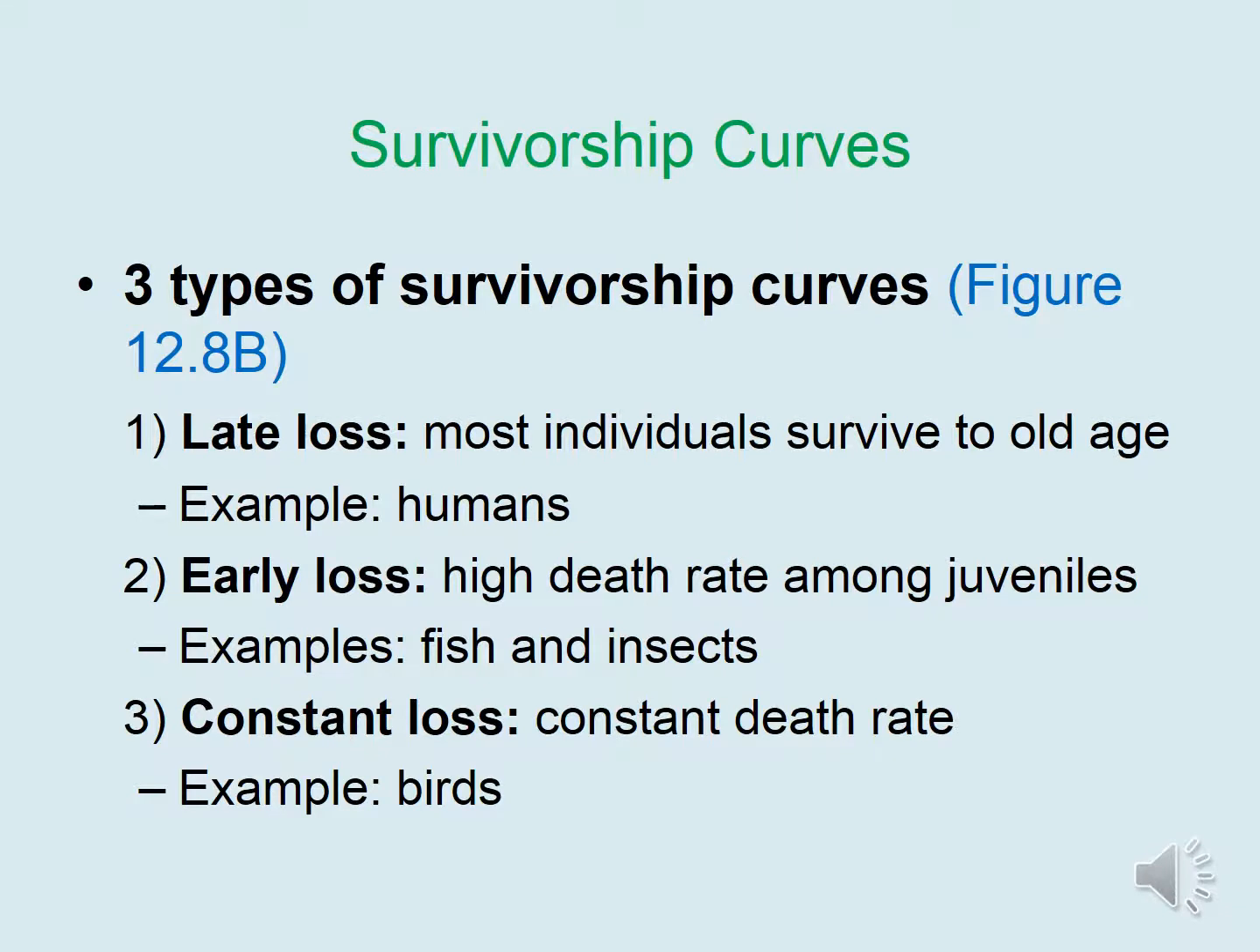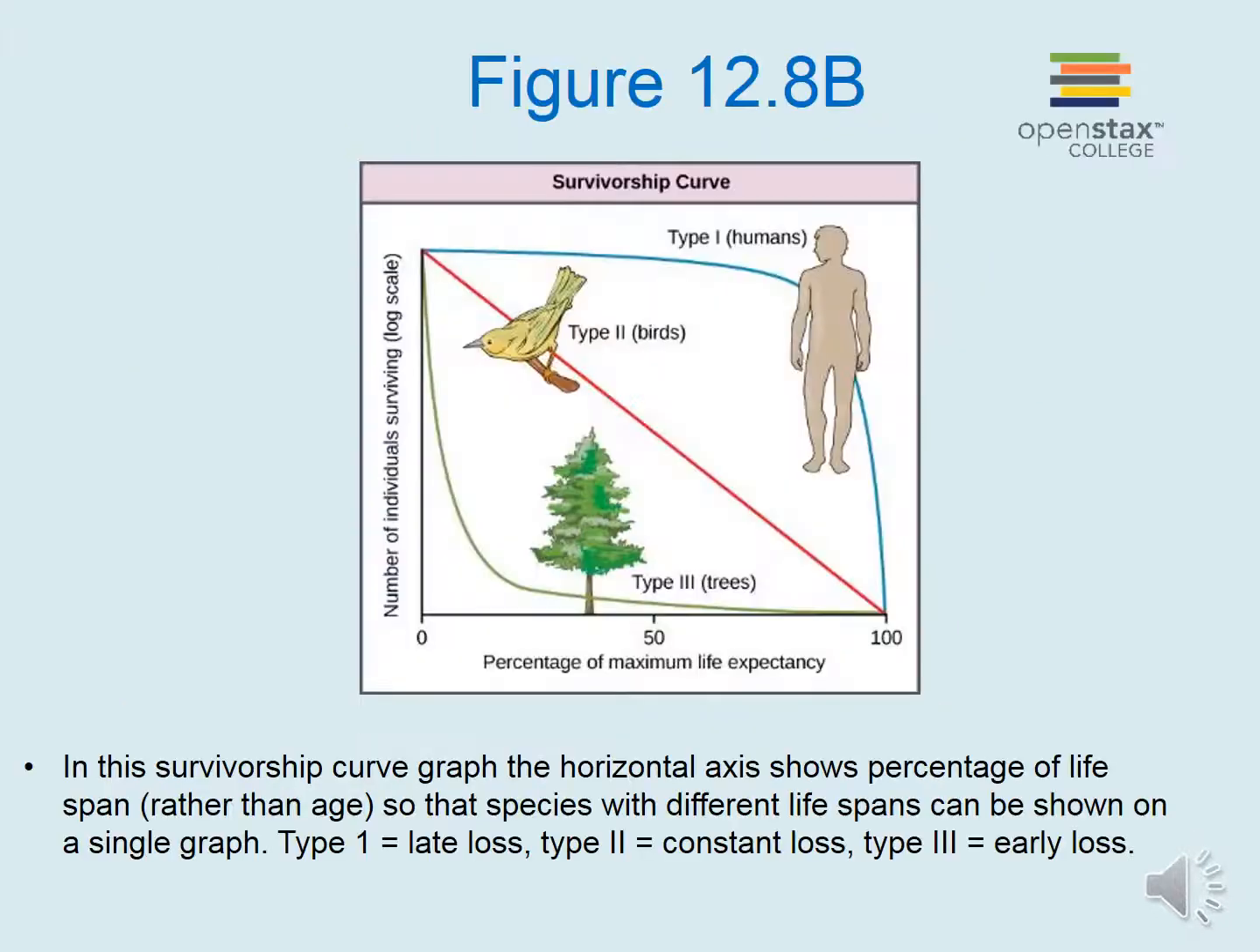In a constant loss population, there is a relatively constant death rate, no matter what the age is. An example is birds, in which the death rate is relatively constant due to predation, lack of resources, or even human factors such as flying into cars, windows, or airplanes.